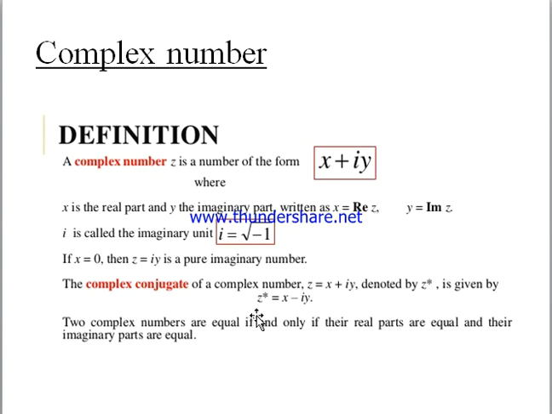Going to the conjugate of a complex number: the conjugate of z is equal to x plus iy, denoted by z bar or z star, is found by replacing i by minus i in z. So z bar or z star is equal to x minus iy, the conjugate of a complex number. Two complex numbers are equal if and only if their real part and imaginary part are both equal.